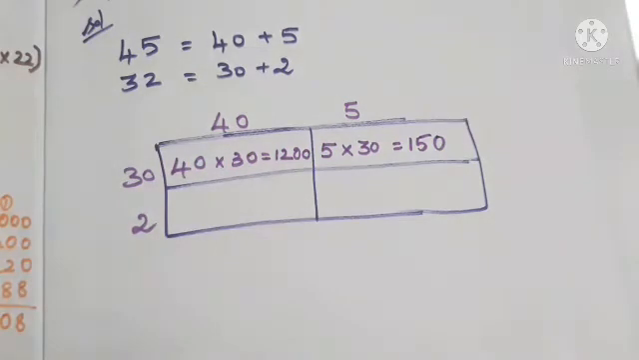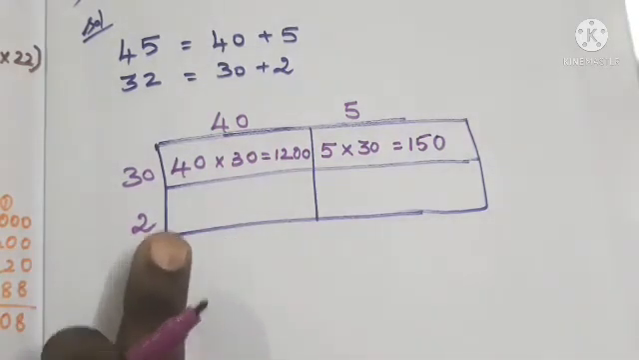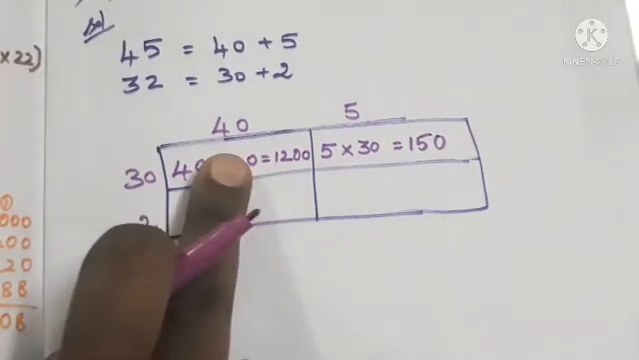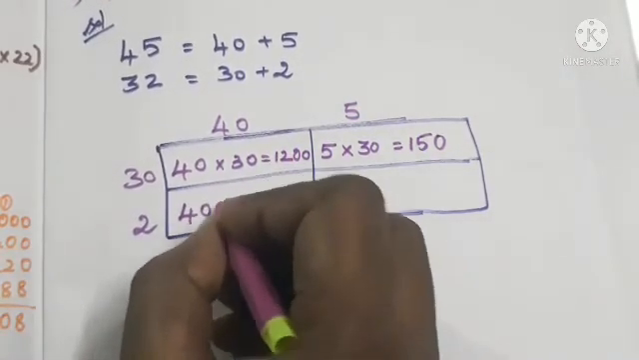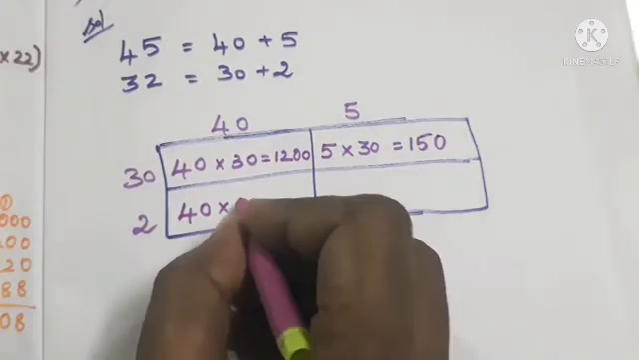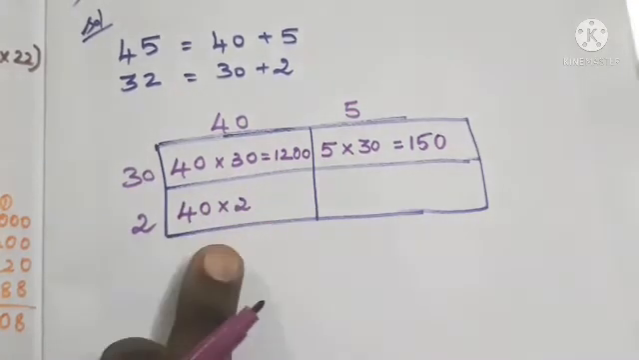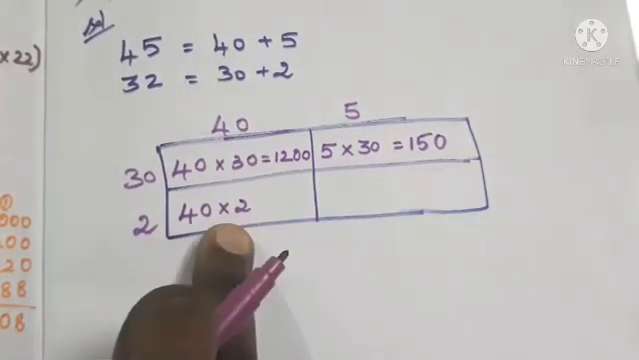Okay ma? Look at the next one. Next we have to multiply the 2 with the 40, otherwise 40 with the 2. Okay, so we can write the 40 first into, next number is what ma? 2, because this box is common for 40 and 2, so we can write that number here.